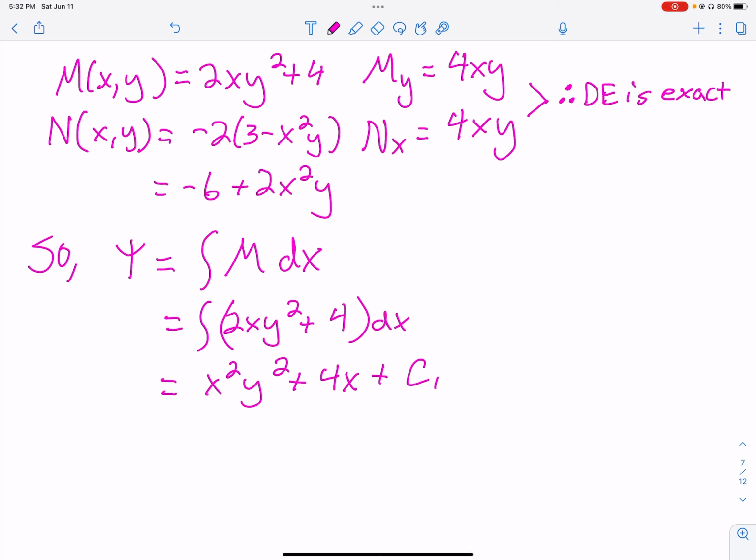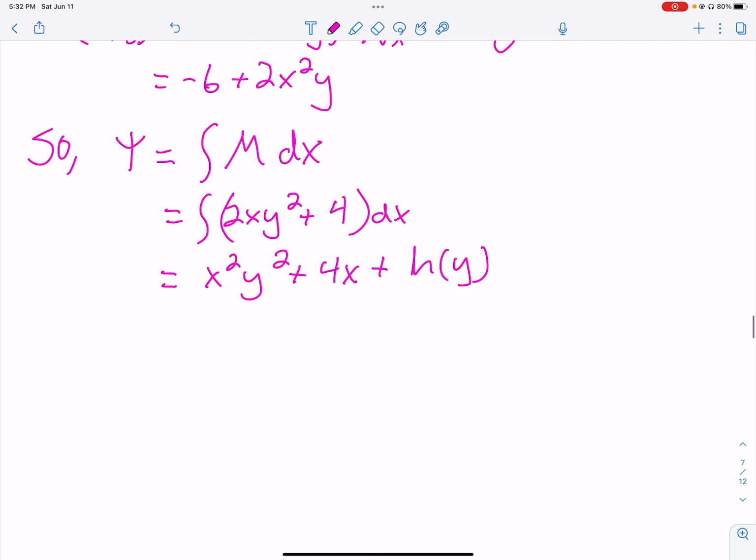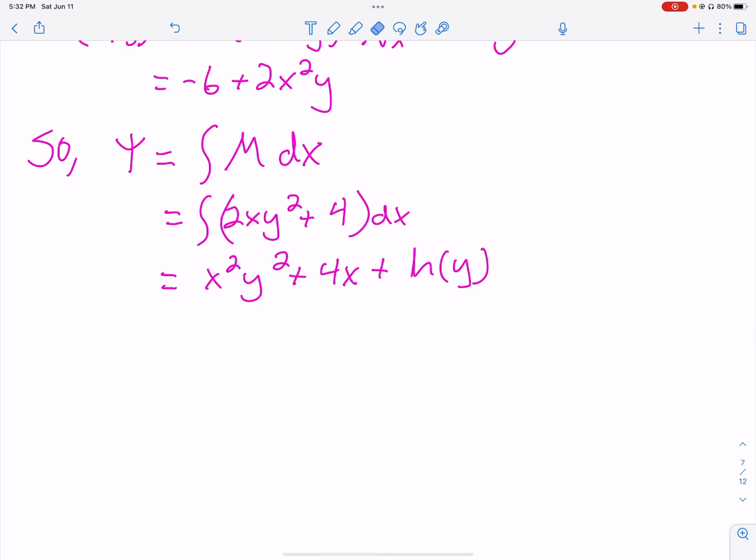But we don't use c. Remember, this is a partial integration going backwards. We actually introduce a function of y because there could have been some y's without x's. So I'm going to put h of y there. Now, we can take our gamma and take the partial with respect to y. I do that, I get 2x squared y. The 4x is gone, we get h prime of y.